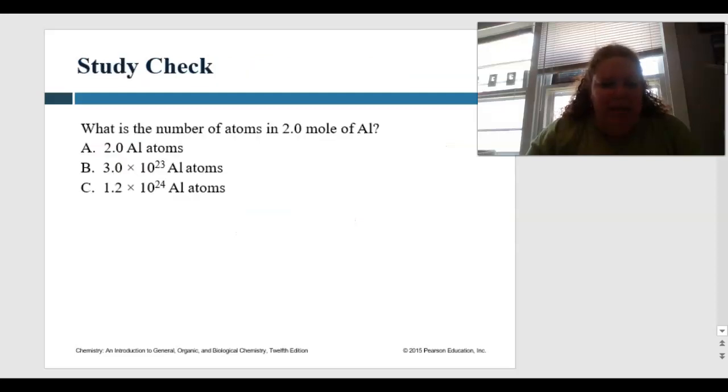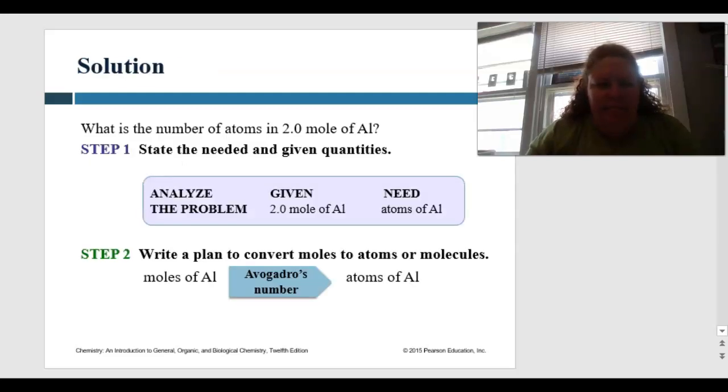So let's practice. What is the number of atoms in 2.0 moles of aluminum? And here are some answers. Pause me and let's come back.